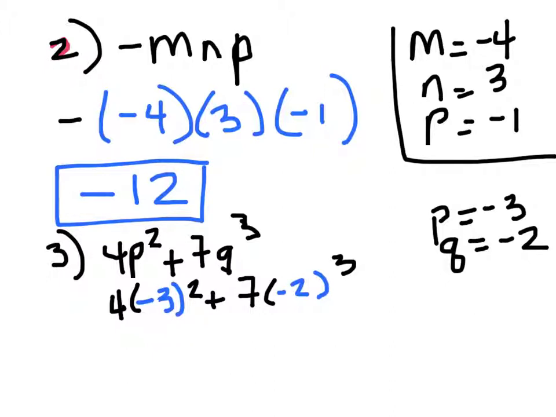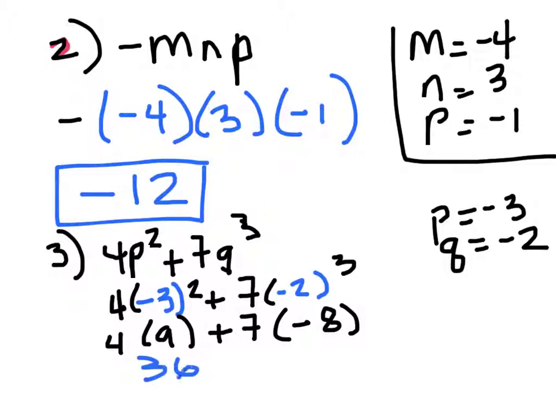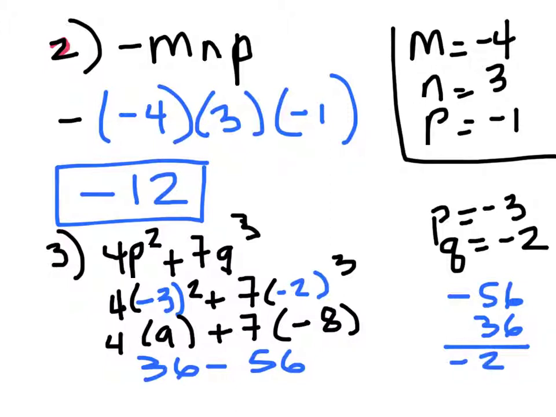So this will be 4 times 9 plus 7 times minus 2 to the third power, which is a minus 8. Remember that an odd amount of negative numbers will give me a negative answer. So the answer here is 36 minus 56. So I'm going to subtract, and I get as an answer minus 20.